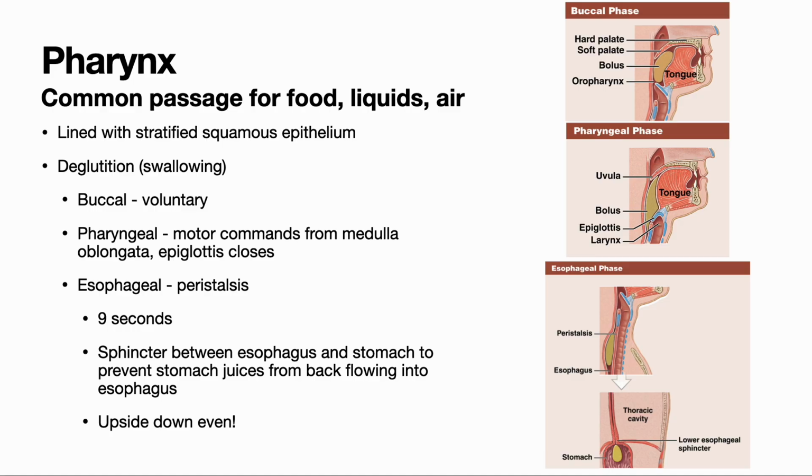Number one, it's lined with stratified squamous epithelium, non-keratinized. And that's important to us because the majority of the epithelium for the GI tract is going to be simple columnar. So this is a place where it's different. So we like to point that out. And also the pharynx plays an important role in swallowing, or what we call deglutition.